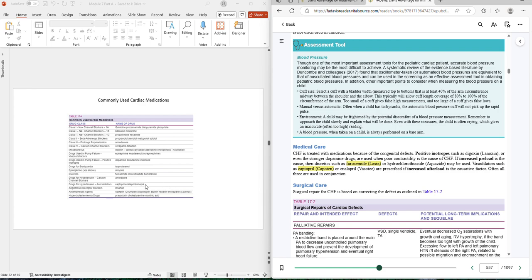But you need to know those ACE inhibitors, captopril, like we just talked about here. Capoten is captopril. Okay.